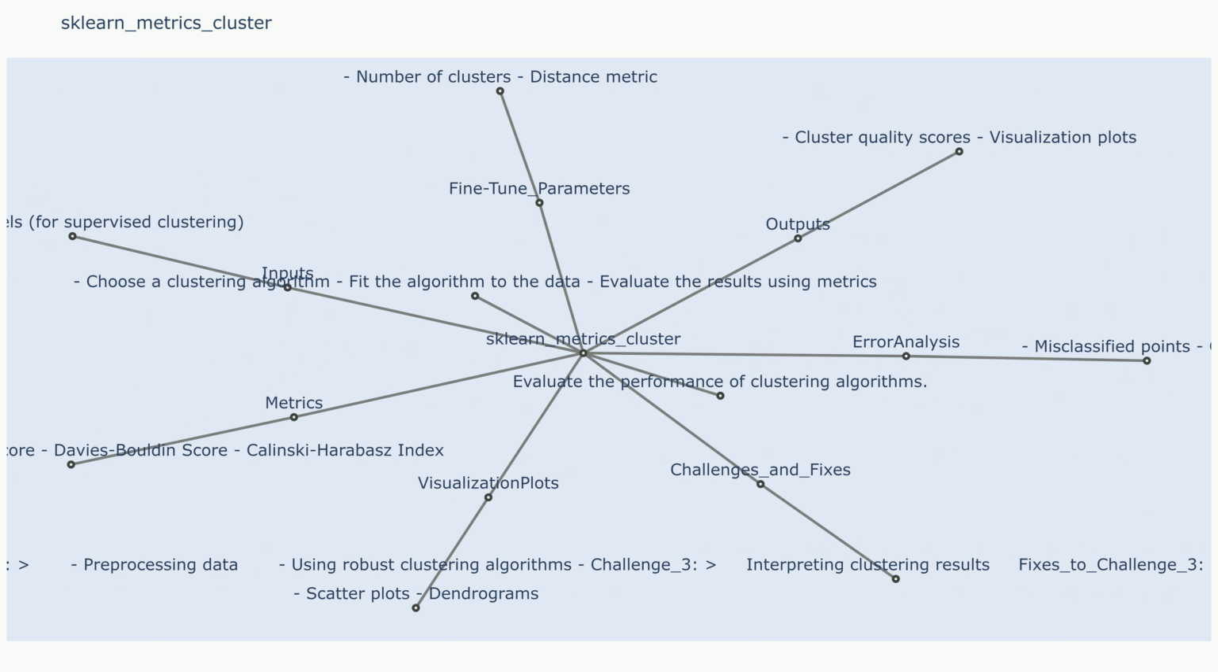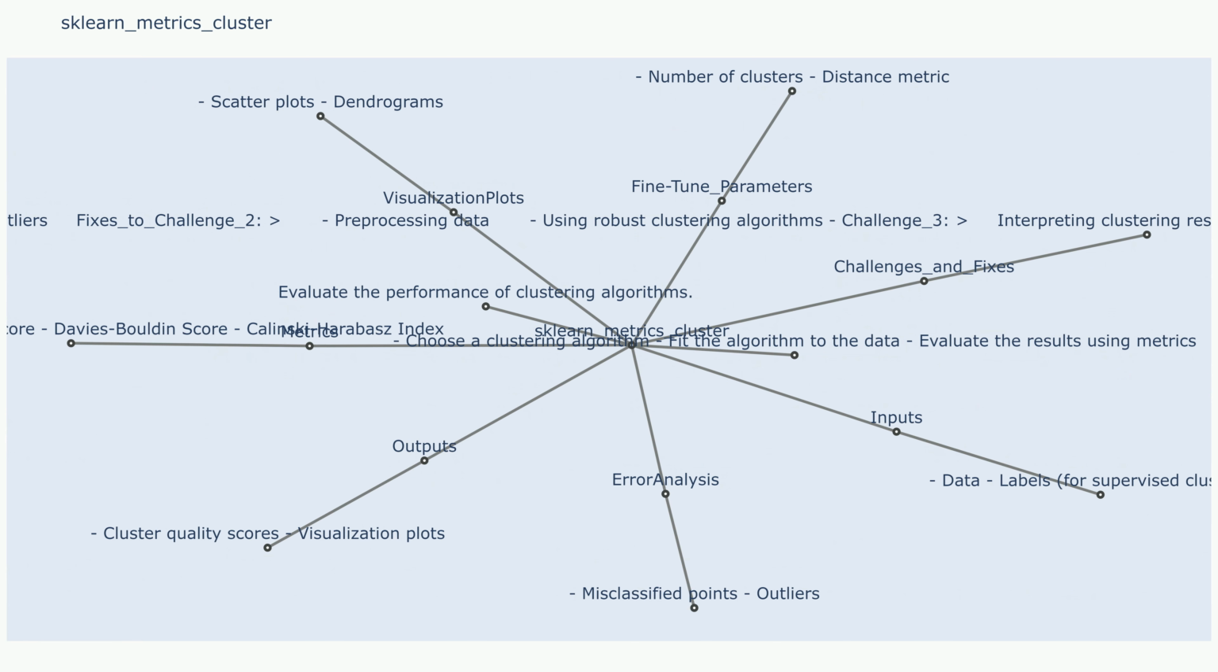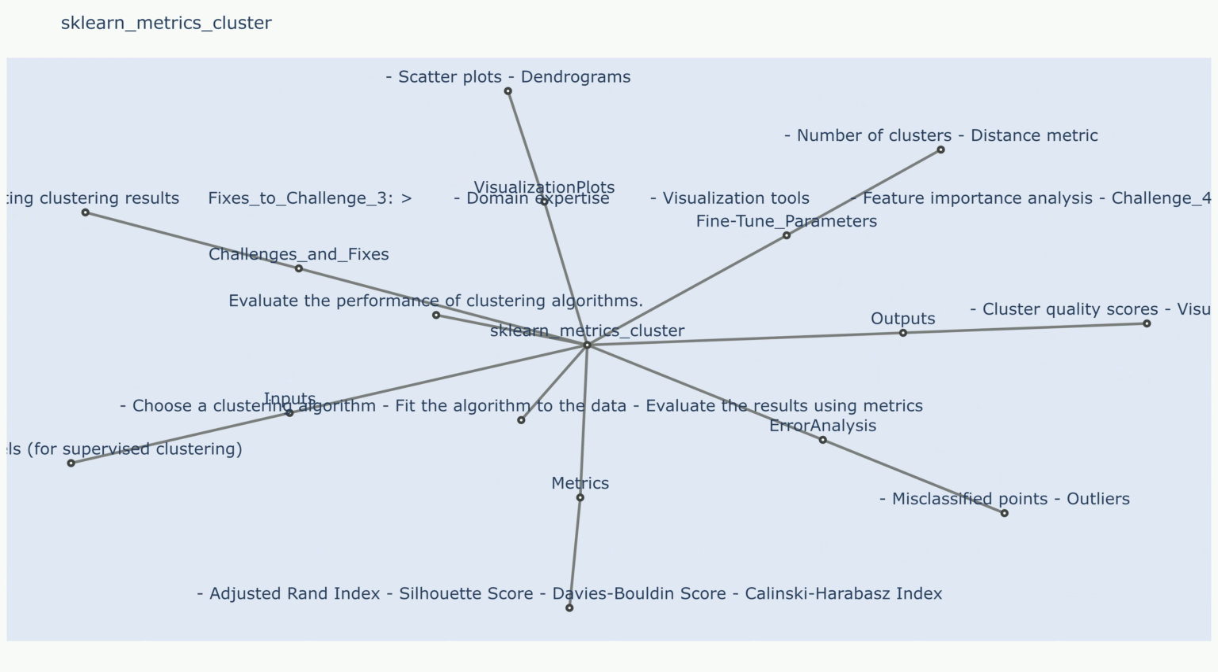Visualization plots. Visualization plot 1. Explain in detail scatter plots with cluster coloring. Visualize the data points in a scatter plot, coloring them according to their assigned clusters. This can reveal the separation and distribution of clusters. Visualization plot 2. Explain in detail dendrogram for hierarchical clustering. Illustrate the hierarchical structure of clusters using a dendrogram. This can help understand the merging and splitting of clusters at different levels.